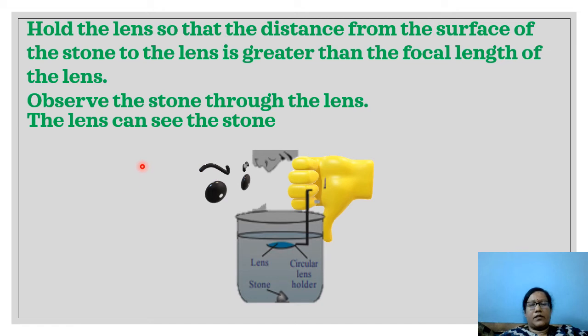We already know the distance from the surface of the stone to the lens is greater than the focal length of the lens. So observe the stone through the lens. The lens can see the stone.